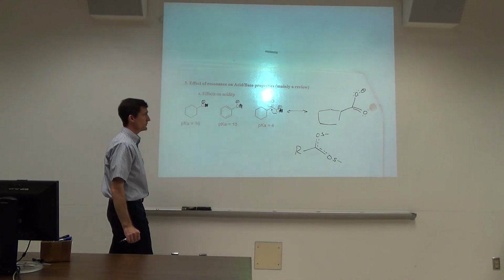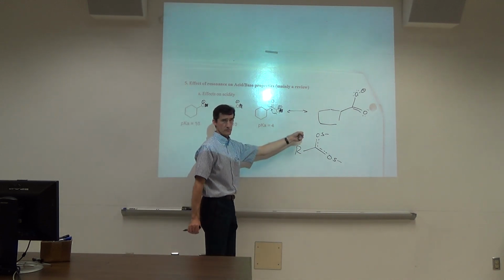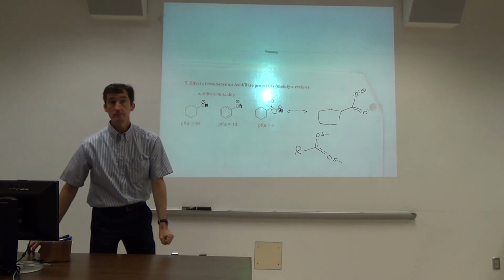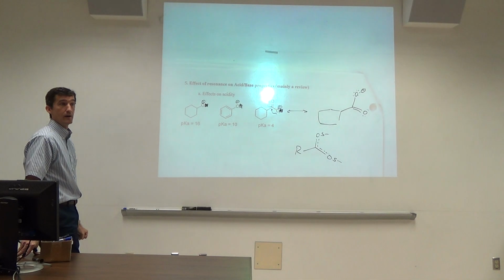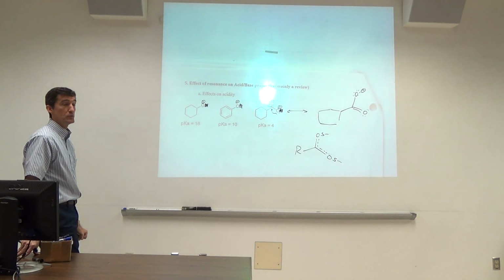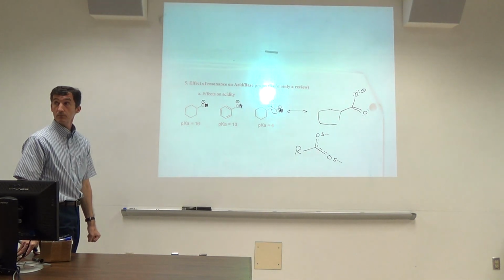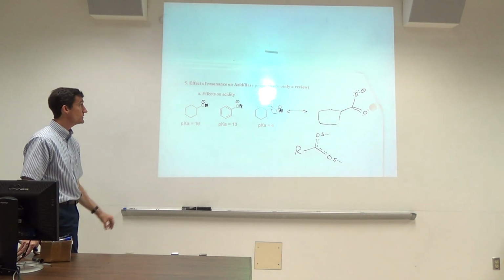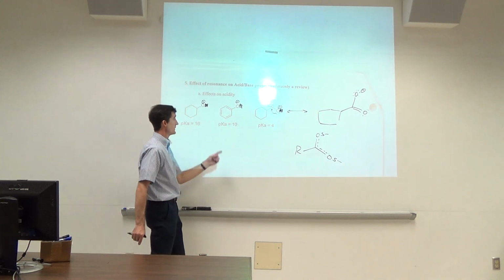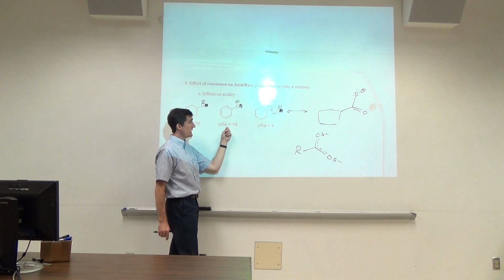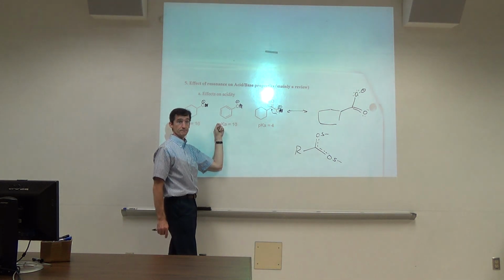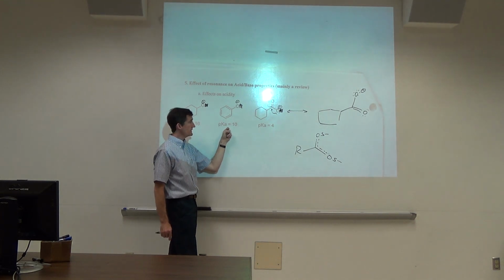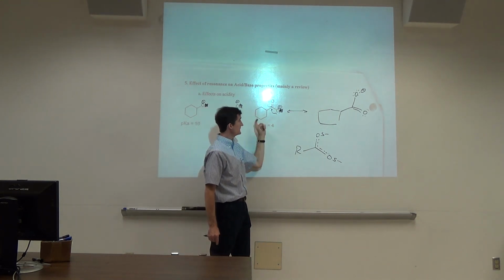So which is more stable? 4 resonance structures or 2? You may think that 4 would be better. More resonance structures, more charge delocalization, yes. But the pKa implies that this is not as stable as that. Why not? More resonance structures, why is it not as stable? More acidic means the anion is more stable.